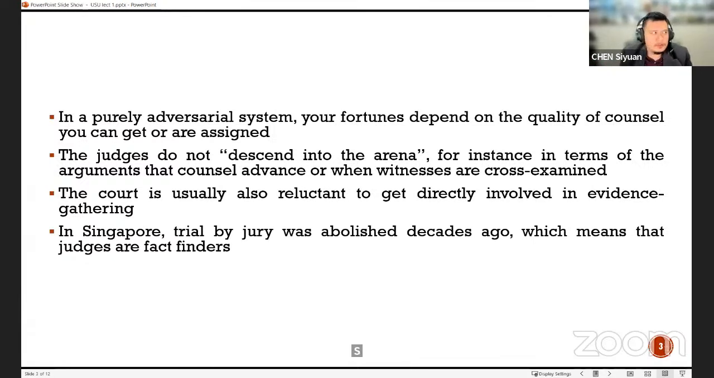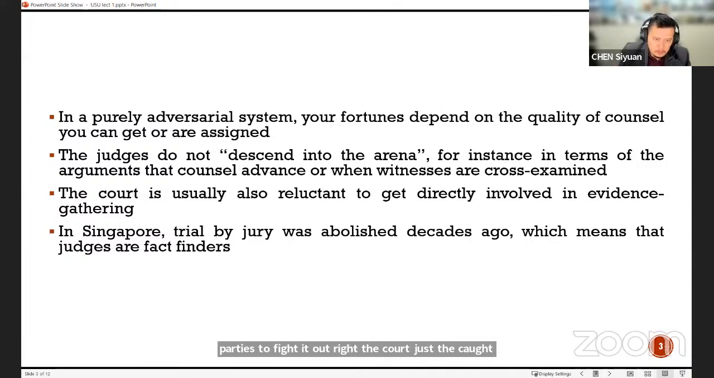Another feature of our criminal justice system is that we no longer have trial by jury. Jury trial in some jurisdictions, such as the US, is seen as emblematic of democracy because the pronouncement of guilt is essentially rendered by other members of the public. They see that as being very important for a healthy democracy.